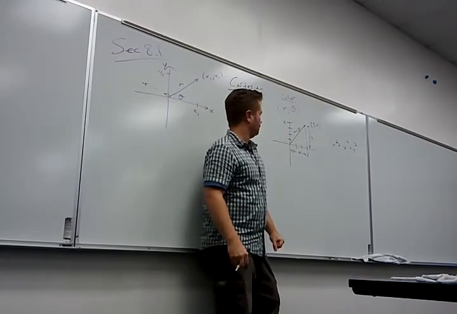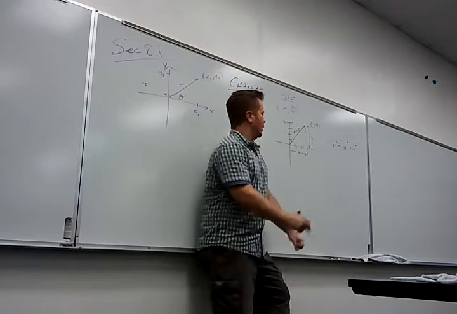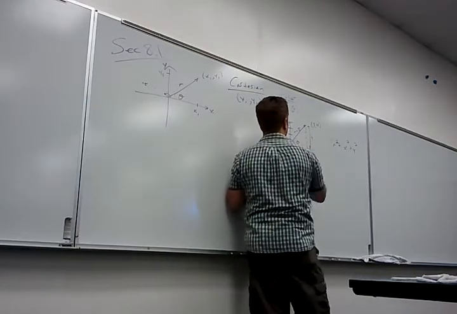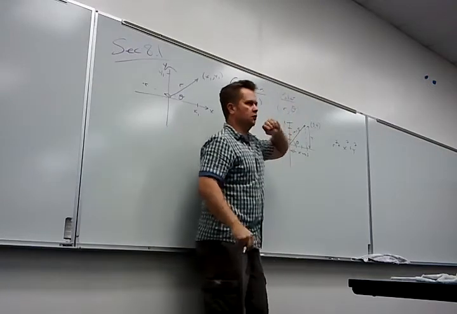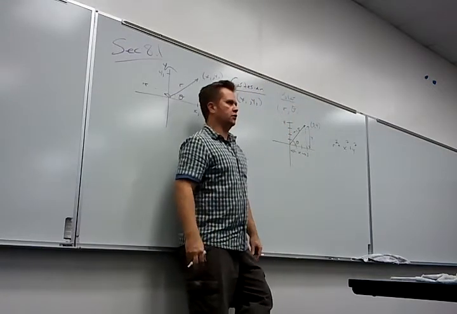Now how am I going to get this angle? This is the angle that I actually have to turn through to go out 5 to get to the point that would be 3, 4 in rectangular coordinates.